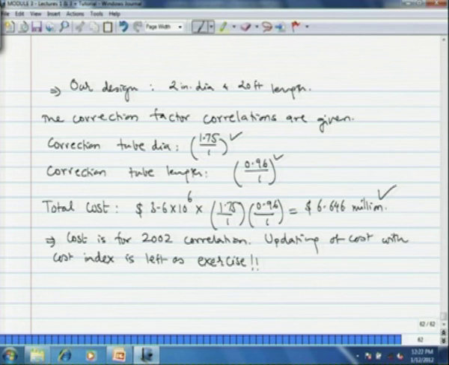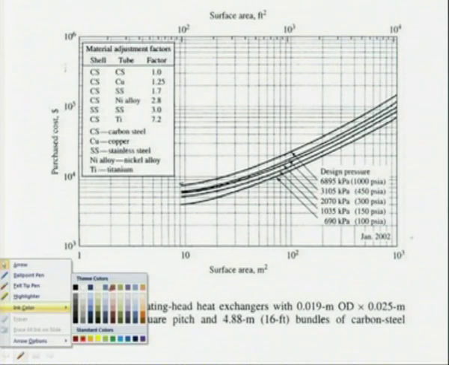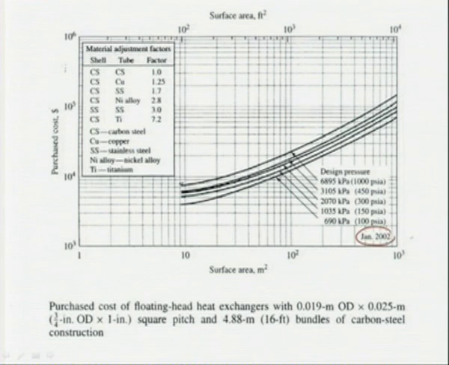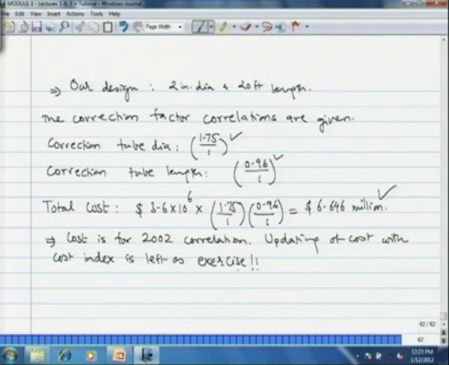Now, remember that these correlations were formulated in 2002. So, you have to update them. This correlation was given for January 2002, so you have to update it for the 2012 cost. Now, that I leave as an exercise. Updating of the cost is left as an exercise.